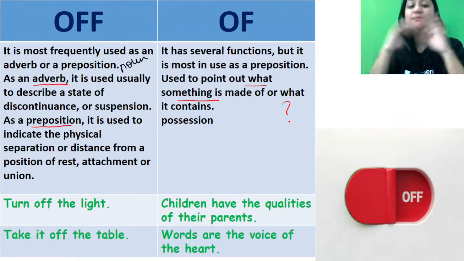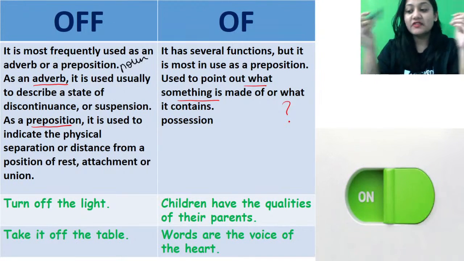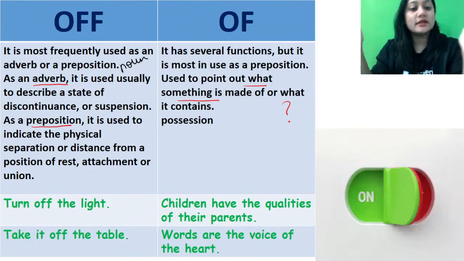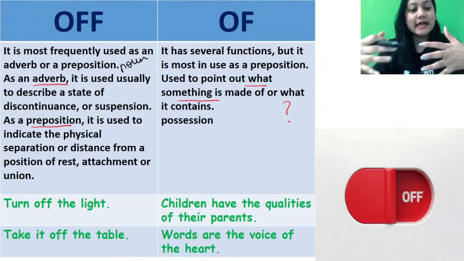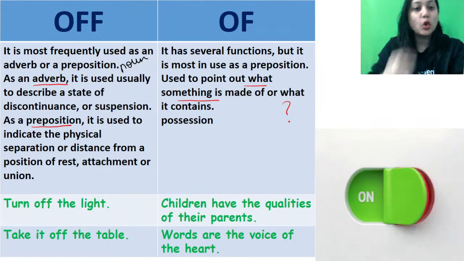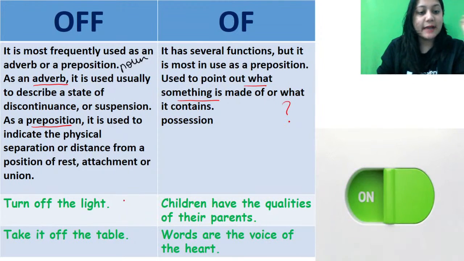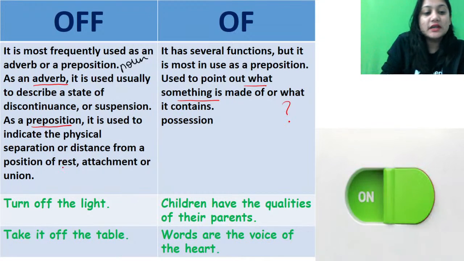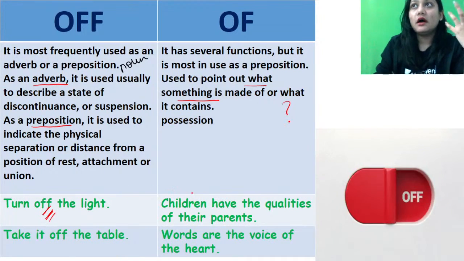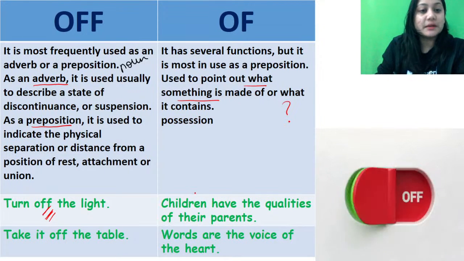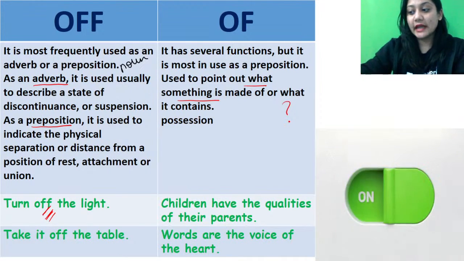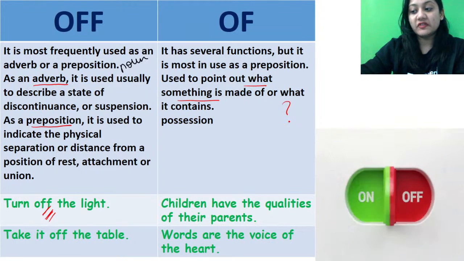OFF simply means बंद करना, या फिर एक separation create करना, एक distance create करना, एक discontinuity लेके आ जाना, एक continuous activity में एक discontinuity लेके आना. That is your OFF. Example is turn off the light. So here you are simply using OFF. For example, shut down or turn off the computer or the laptop. Clear? So in that scenario, you need to use OFF.